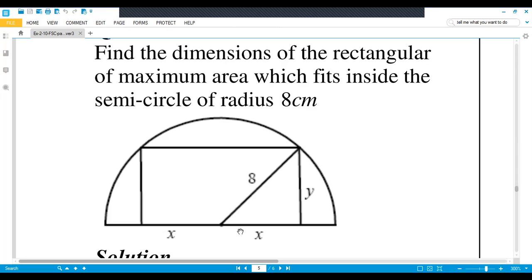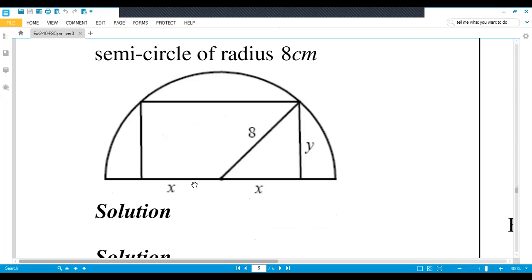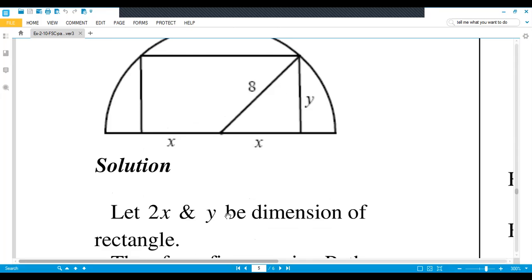You have to find the dimensions of this rectangle, meaning the length and breadth. Let 2x and y be the dimensions of the rectangle. If this is x, then this one is also x, because the radius is from the center to the boundary. So if this length is x, this one is automatically x. So the length is 2x and the breadth is y.